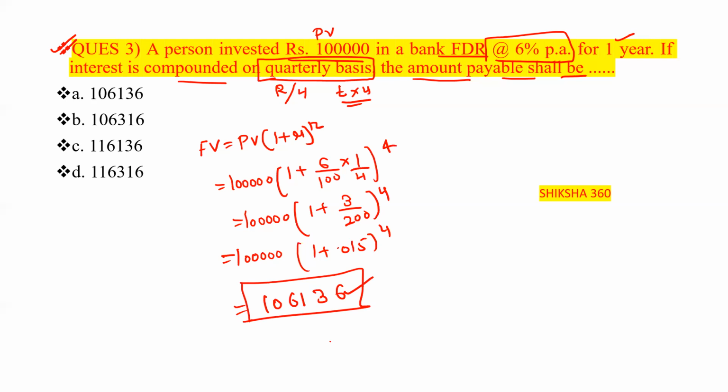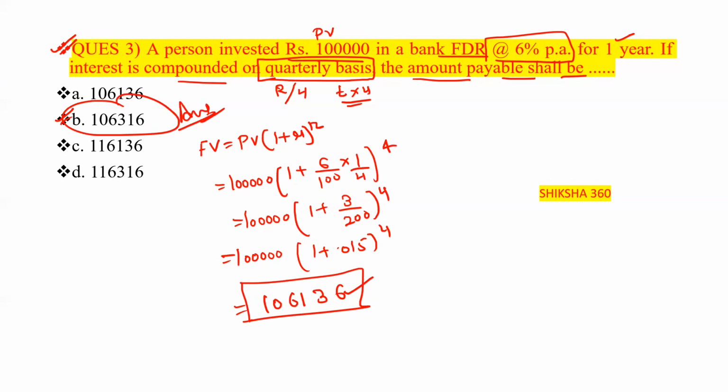1,06,136 rupees. This much amount we will get if the interest rate is 6% per annum and that is compounded on a quarterly basis. So the amount payable shall be 1,06,316 rupees. Clear? So option B is the correct answer here.